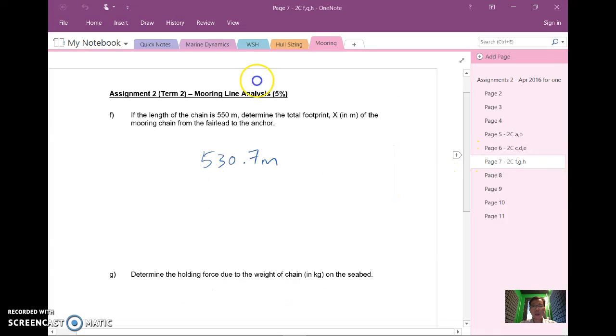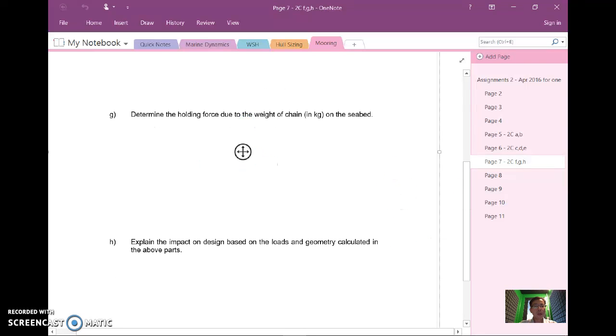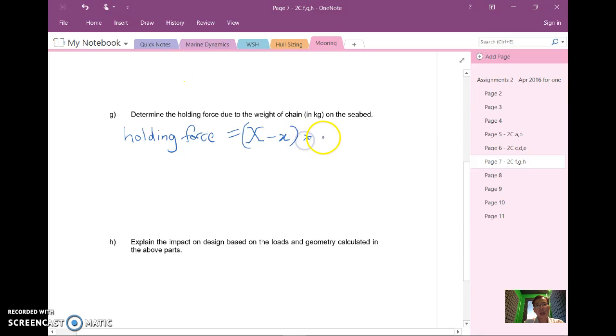Let's go back to part G. So in part G, what is the holding force due to the chain? So holding force is basically big X minus small x multiplied by w. So in this case, we have 530.7 minus 483.2, and this is multiplied by 55, and I would have 2612.5 kilograms, and this is the answer that I have.